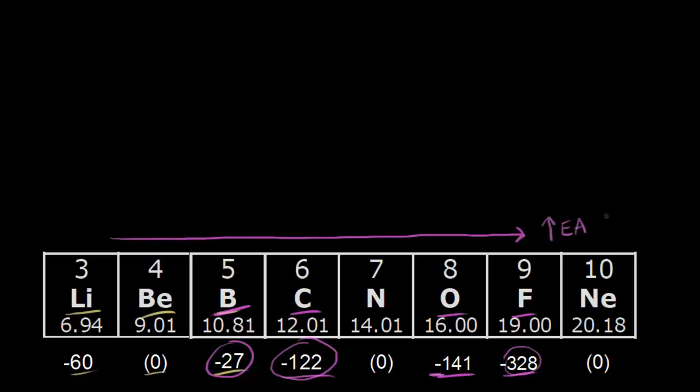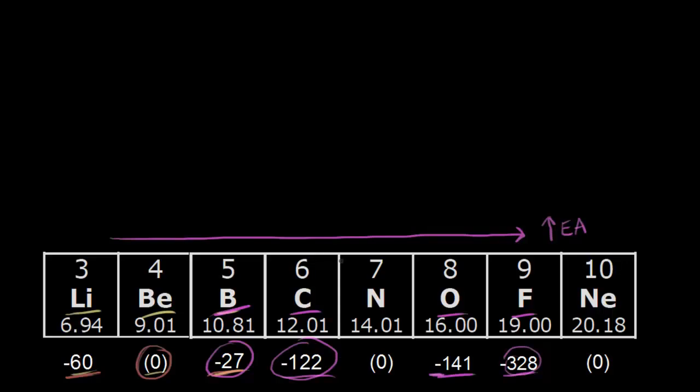And so there are several exceptions to that general trend, and we talked about a few in the previous video, right? We talked about why beryllium doesn't have an affinity for an electron, and we also talked about the reason that this number and this number don't quite fit up with our trend. And so first let's talk about why that general trend is true.